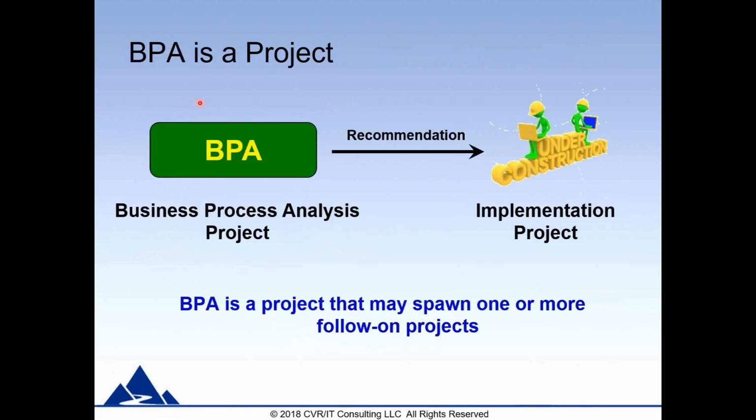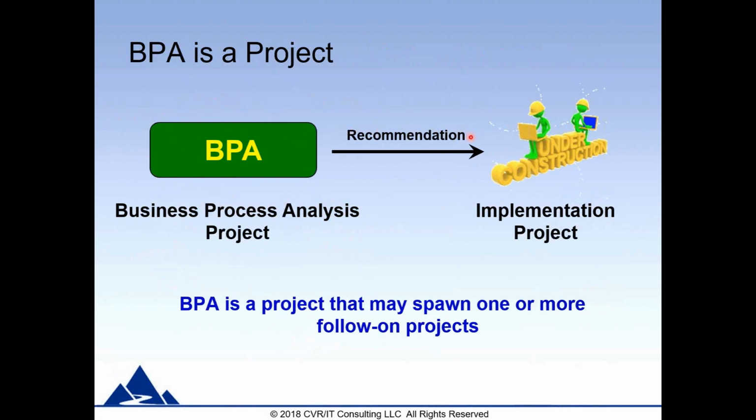The one thing to understand with business process analysis when we're trying to fix something, fix a process, is that the business process analysis itself is its own project. The purpose of business process analysis when we are trying to fix a process is to discover what the problem is, come up with a fix, and make recommendations to management. At that point, the business process analysis work is done. That's this thing on the left, the BPA.